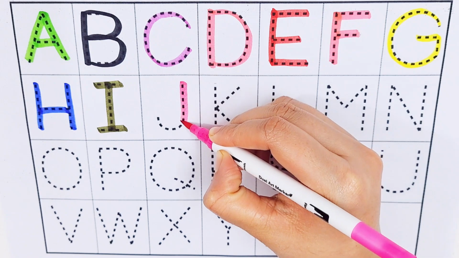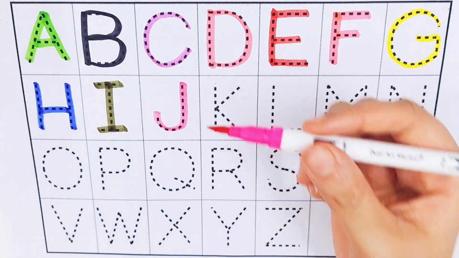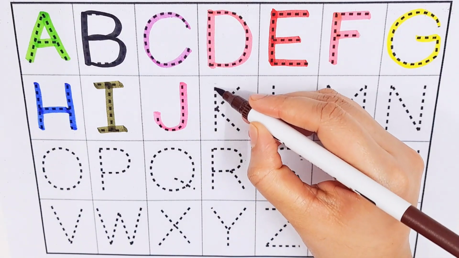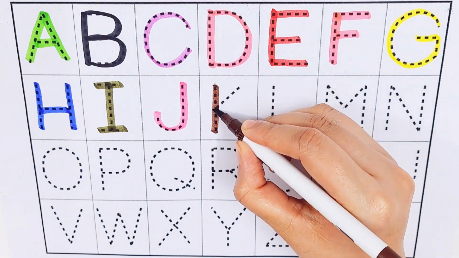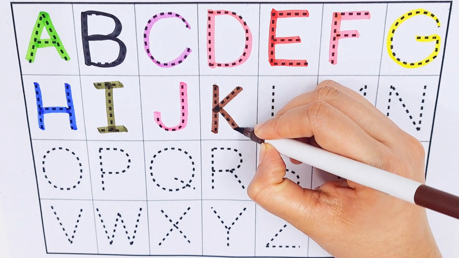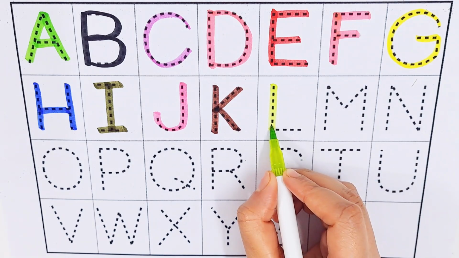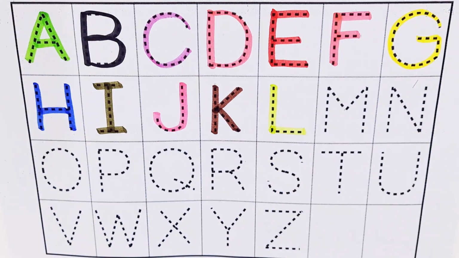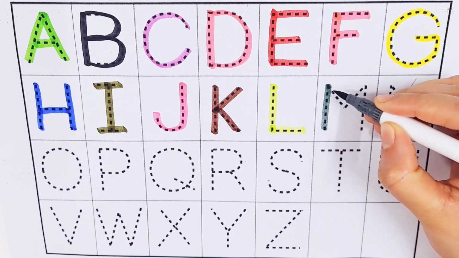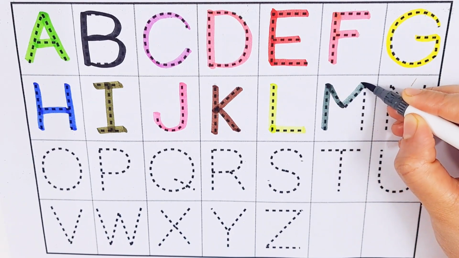Purple color. J for jellyfish. Brown color. K for kingfisher. Lime color. L for lemon. Grey color. M for monkey.